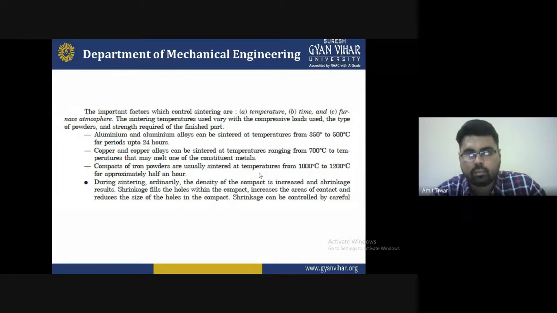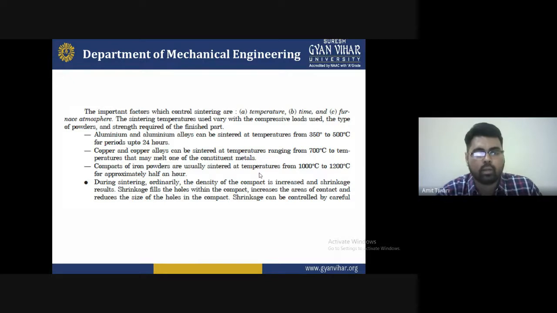So the sintering temperature used varies with the compressive load used, the type of powder, and the strength required for the finished part. Aluminium and aluminium alloys can be sintered at temperatures from 350 degrees to 500 degrees Celsius for a period of up to 24 hours.